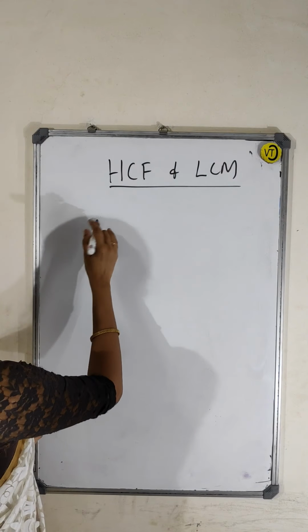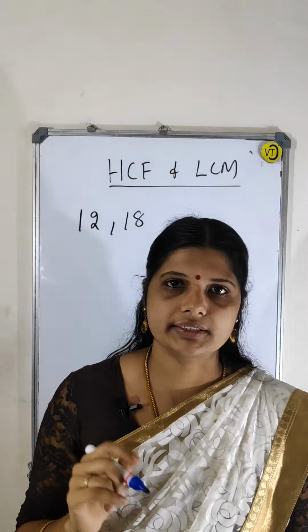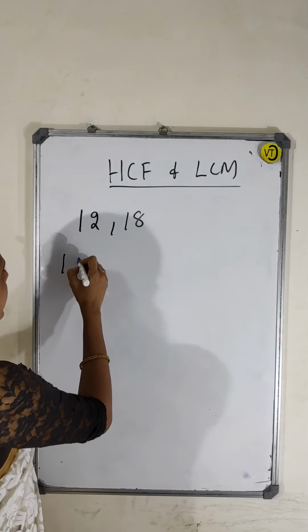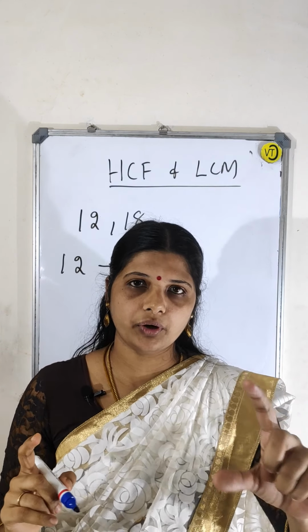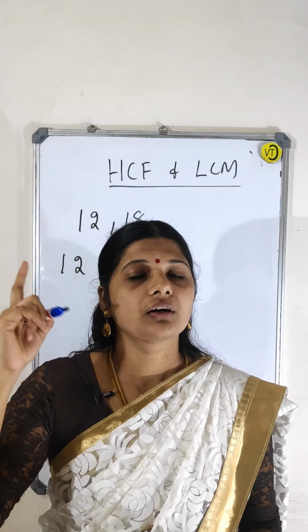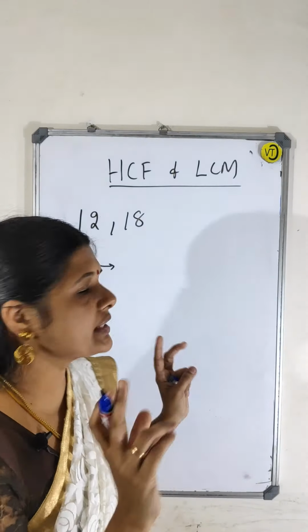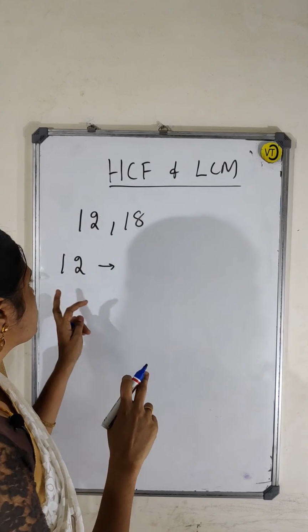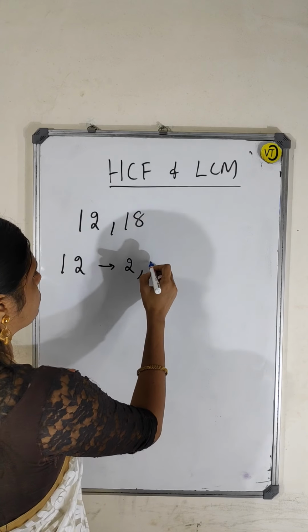For HCF, I am taking very small numbers here: 12 and 8. Now I am going to write the factors of 12, to find the HCF, the highest common factor. Everything is there in the heading itself. Listen now. 12 is there, so what are the factors of 12? Tell me. This is 2.